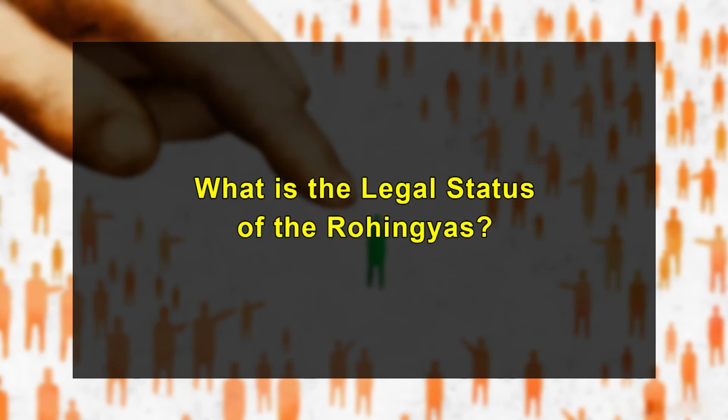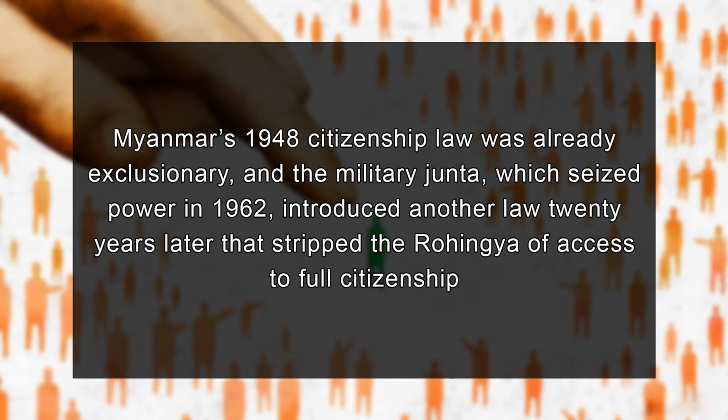Now let's see, what is the legal status of the Rohingyas in Burma? The government refuses to grant Rohingyas citizenship, and as a result, most of the group members have no legal documentation, effectively making them stateless. Myanmar's 1948 citizenship law was already exclusionary, and the military junta, which seized power in 1962, introduced another law 20 years later that stripped the Rohingyas of access to full citizenship.